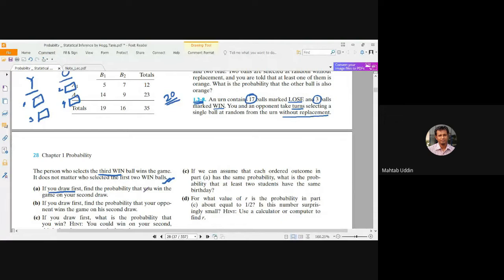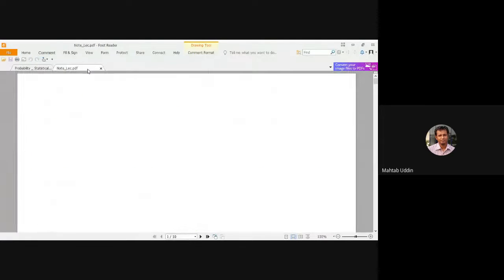Find the probability that you win the game in the second draw. Your second draw means what? Your second draw means third. Now your second draw means third, and you win. But what is the condition for your winning? Third win. That is, in this case, it will be like this.